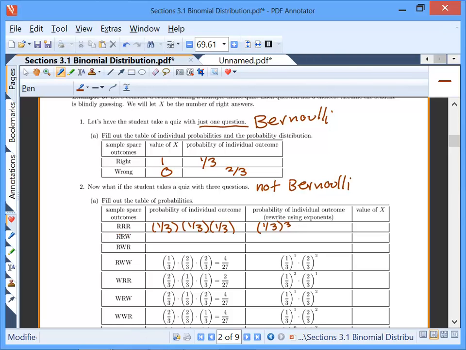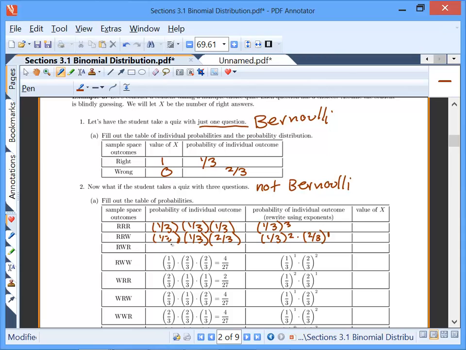Okay, what if then I want a right, right, wrong? What's the thing that changes? Okay, so I need a right, which is 1/3, times the next one is still right, so 1/3, but the probability of a wrong is 2/3. And so if I rewrite it using my exponents, this is 1/3 to the power of 2 times 2/3 to the power of 1.